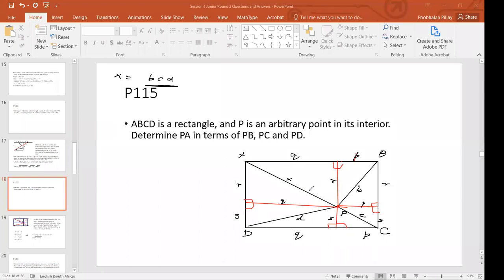Okay. Now, why have I written all this? Because now I know I can calculate each one of these things. I can calculate the diagonal X squared here, in terms of Q and R. I've got X squared is Q squared plus R squared.